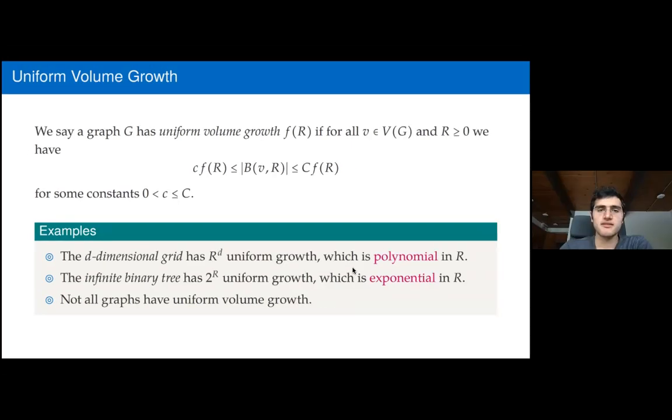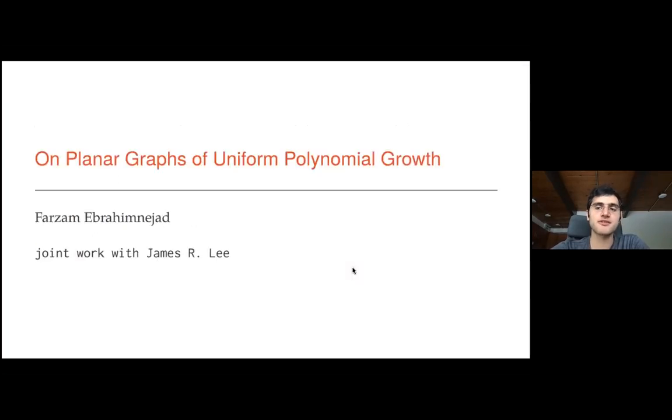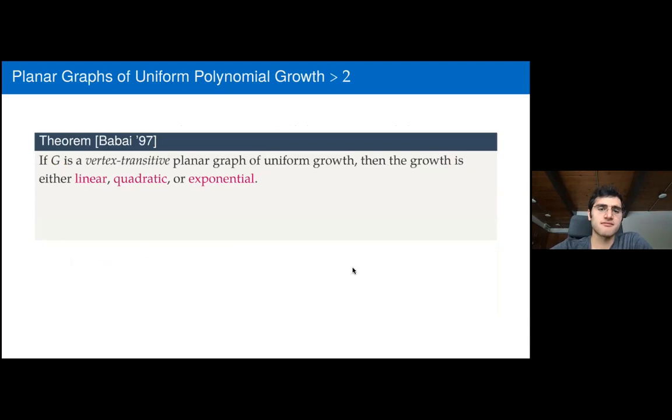It should be clear that not all graphs necessarily have uniform volume growth. For instance, you can attach an infinite path to a binary tree, and for some balls it has linear growth, for some balls it has exponential growth. Recall that the title of my talk was planar graphs of uniform polynomial growth. I've defined what that means, so now let's see what these graphs look like.